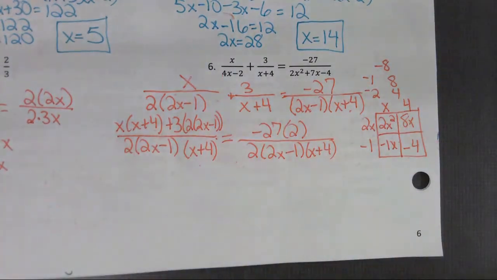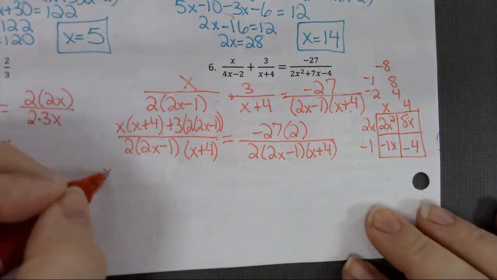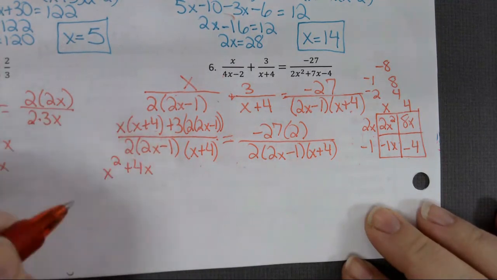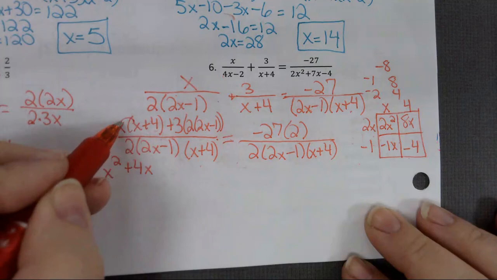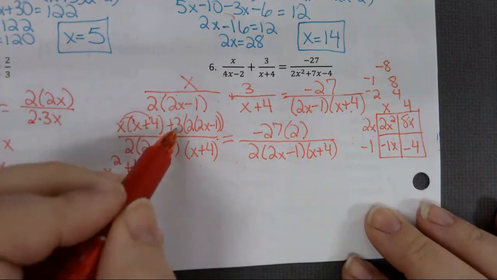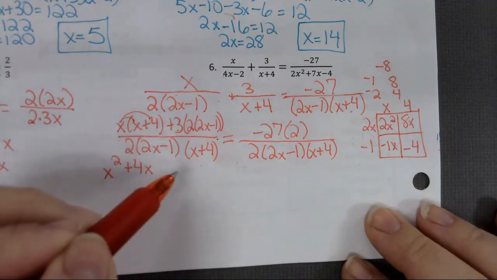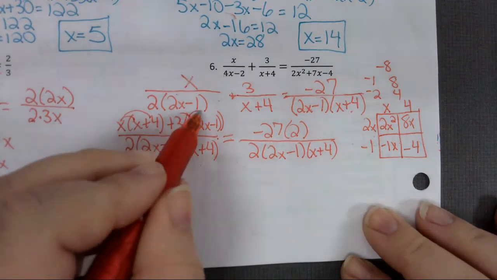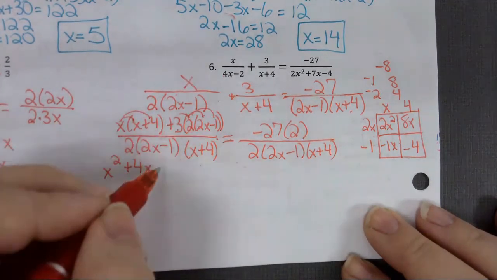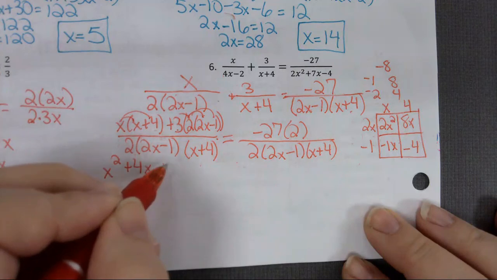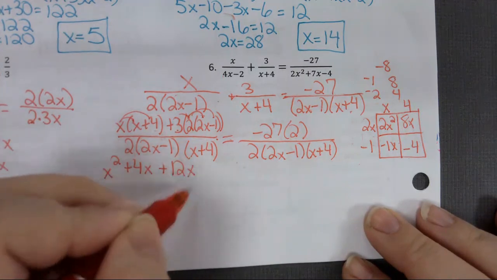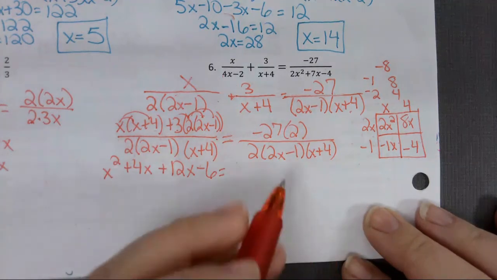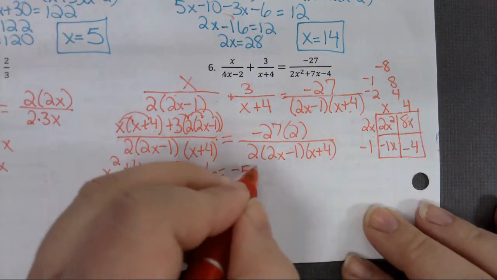So we have x times x gives me x squared plus 4x. That's what happens when we distribute this x. And then here we have 3 times 2, which is 6, and we'll distribute 6 into here. 6 times 2x gives me 12x. 6 times negative 1 is negative 6. And then negative 27 times 2 gives me negative 54.